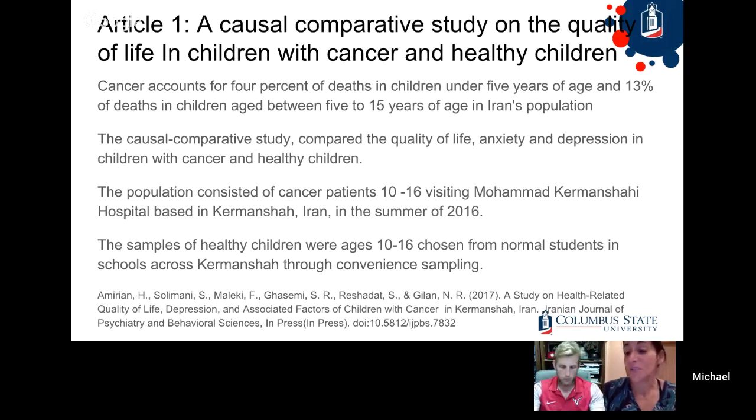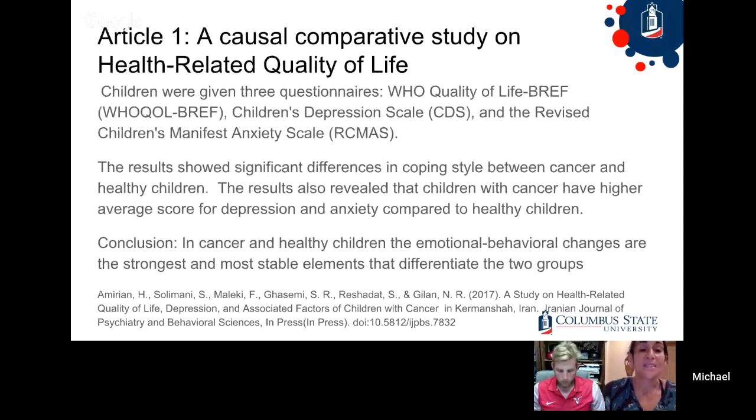In the study, the children were all given 3 tests. The first test was the WHO Quality of Life questionnaire that was developed in the European Organization for Research and Treatment of Cancer. The second test was the Children's Depression Scale. This is a 66-item scale that was developed in 1992 to assess the depression of children aged between 7 and 17 years of age. Finally, the third test was the Revised Children Manifest Anxiety Scale.